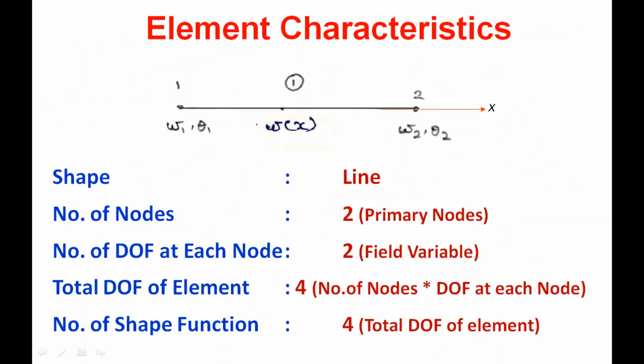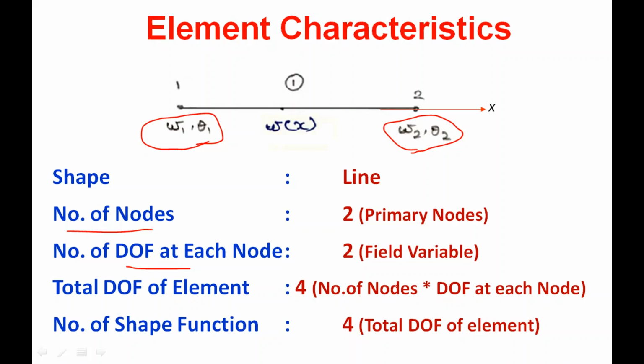We are defining the element characteristics for this beam problem. It is a one-dimensional line element. The number of nodes is two, as we are assuming only the primary end nodes, node 1 and node 2. The degrees of freedom at each node are 2: w1, theta 1 and w2, theta 2. So the total degrees of freedom is 4, and we are getting 4 shape functions n1, n2, n3, n4.